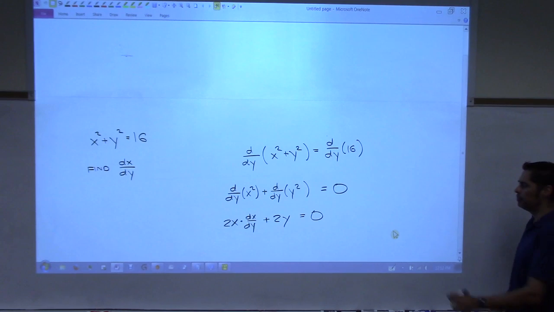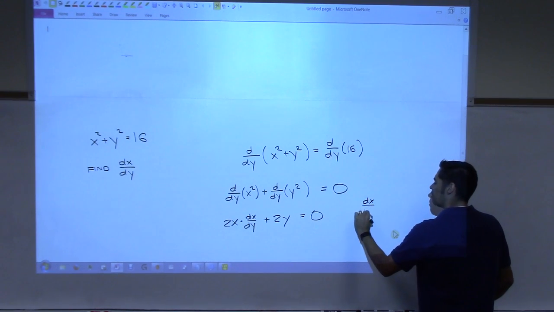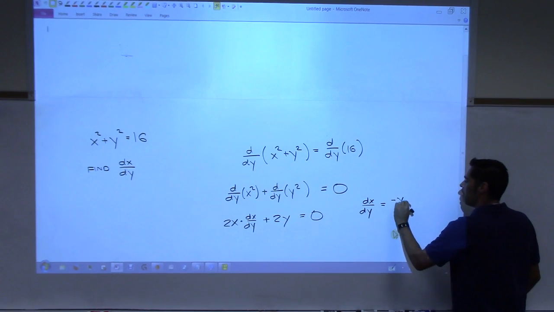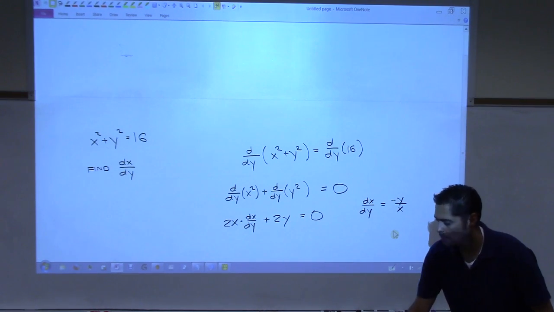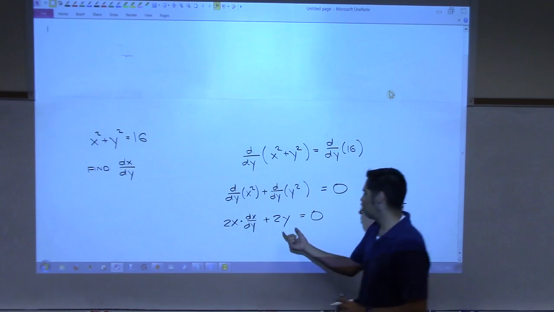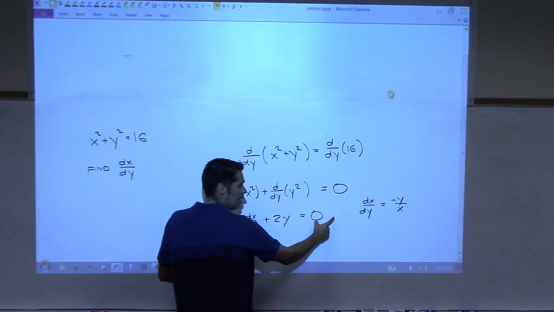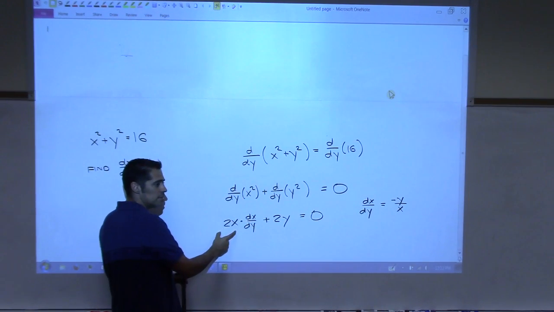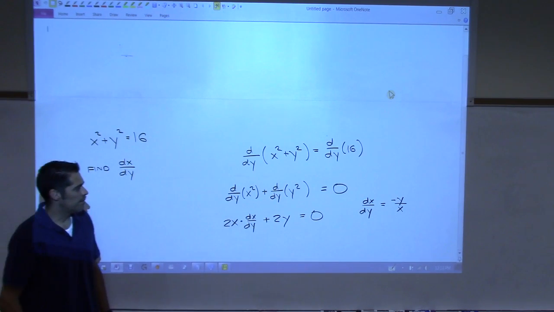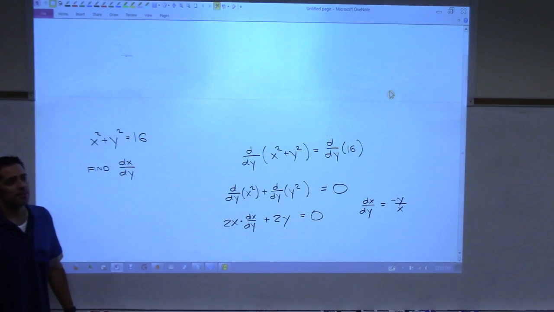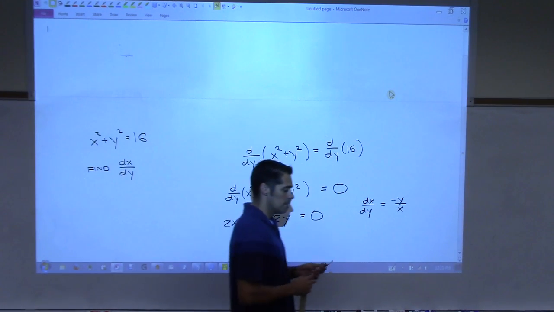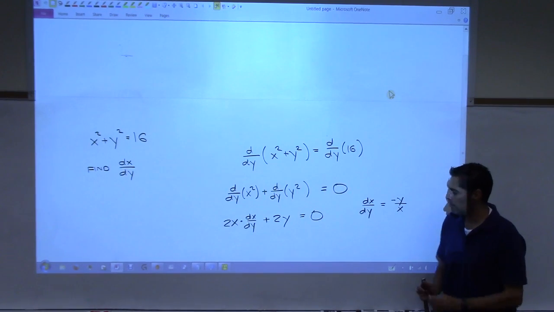And if we solve, I'm just going to trust that you could move things around. You would move this over, right? And then you divide through. You should get negative y over x. I moved this 2y over, which made it negative 2y. And then I divided by 2x. And the 2's canceled, and I had a negative there. And the dy/dy just became 1. That's right.